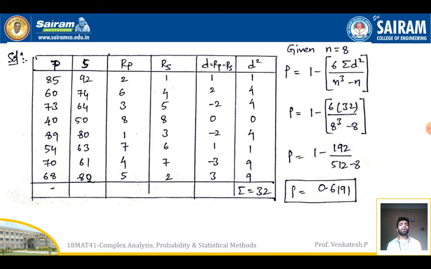So incorporating all the data here, I'll be getting rho is equal to 1 minus 6 into 32 by 8 cube minus 8. So we'll be getting rho is equal to 1 minus 192 by 512 minus 8. On simplifying this, I'll be getting the rank correlation coefficient as 0.6191.